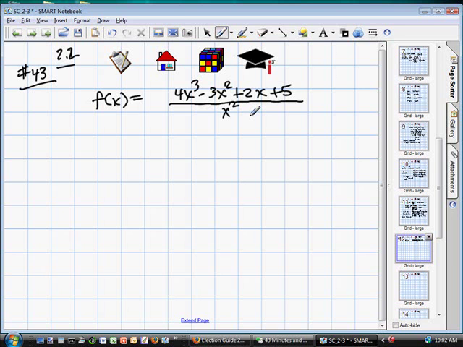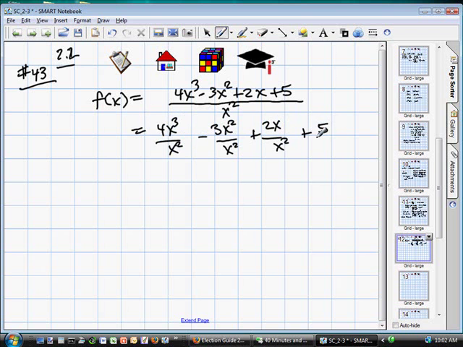Well, there's a rule for doing quotients, but you haven't been told it yet. I think it's coming in 2.4, not today's 2.3. So what are you going to do? Well, you could divide it term by term. You could think of it as 4x cubed over x squared minus 3x squared over x squared plus 2x over x squared plus 5 over.